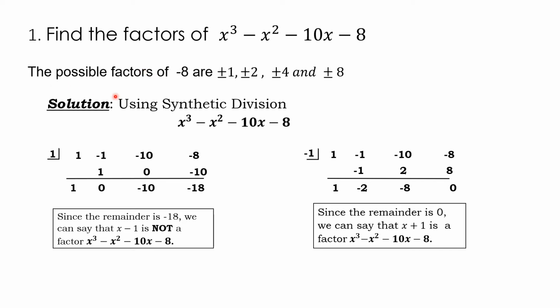So the possible factors of negative 8. So una muna, hahanapin natin yung possible factors ng constant natin, which is negative 8. So ano-ano nga ba yung factors ng negative 8? The factors of negative 8 are positive and negative 1, positive and negative 2, positive or negative 4, and positive or negative 8. So basically, ito yung mga factors ng negative 8.